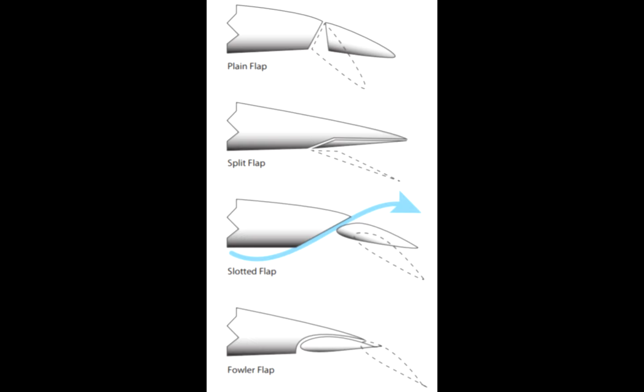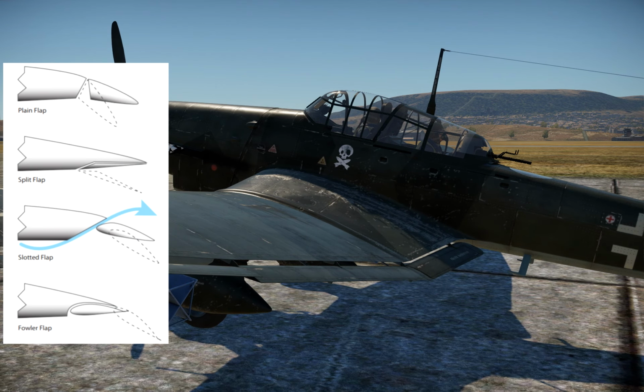There are a lot of different flap designs, but the most common are plain flaps, split flaps, slotted flaps, and Fowler flaps. When we're talking about War Thunder and the Second World War, we mostly see split flaps and plain flaps, and there are a few examples of Fowler flaps. Different nations and different companies of course experimented with a lot of different types of flaps and designs. For instance, the Ju-87 Stuka used something called Junker flaps.